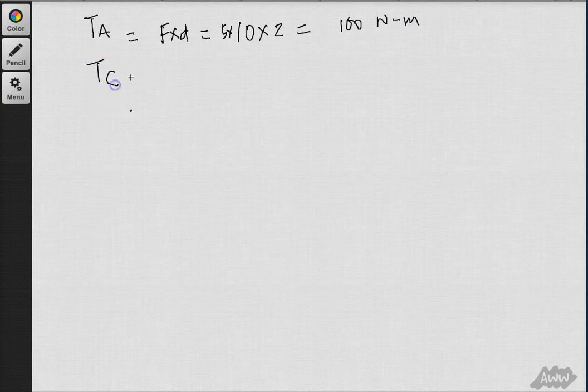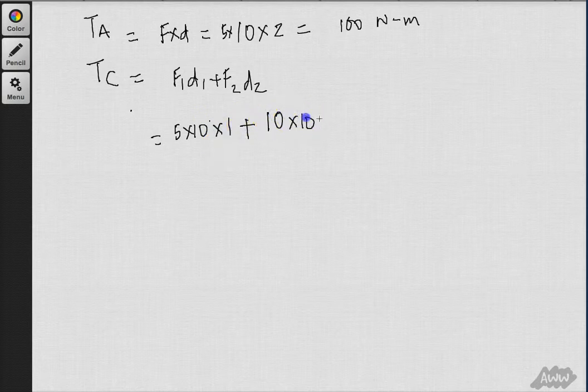The clockwise turning moment is the sum of the moments due to the two weights on the right hand side. So I write it as F1 D1 plus F2 D2. F1 is the 5 kilogram mass times 10, so that's the force, 50 newtons. It's 1 meter away, plus the second mass is 10 kilograms, g is 10, and let's call this x. Yeah, how far away we need to place it.